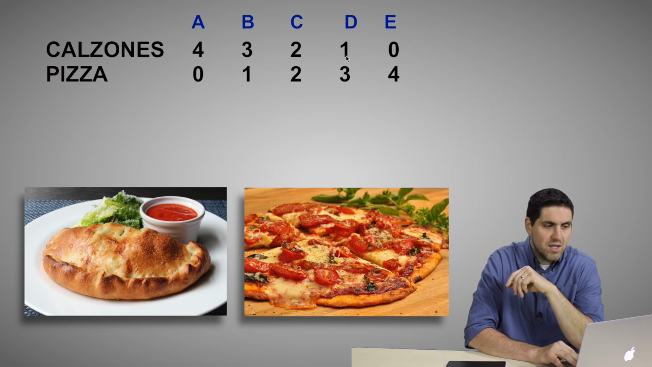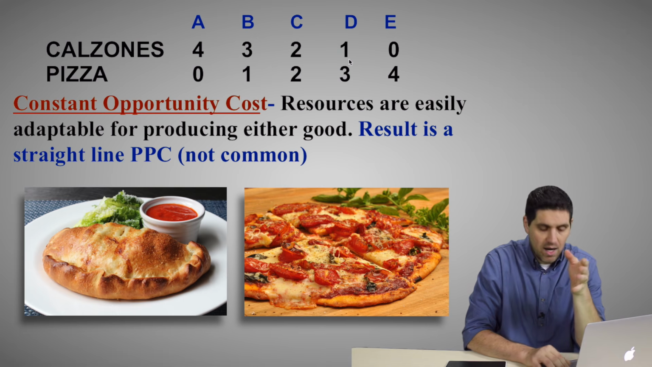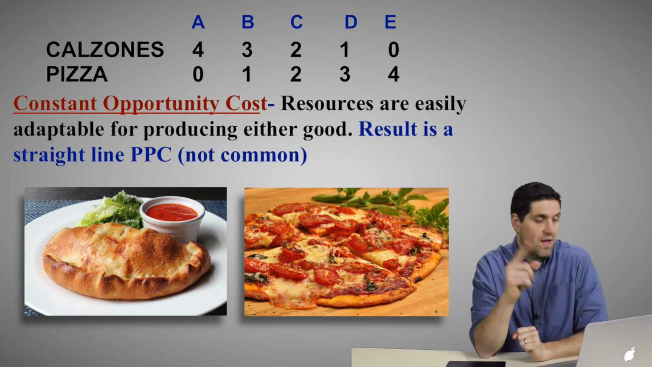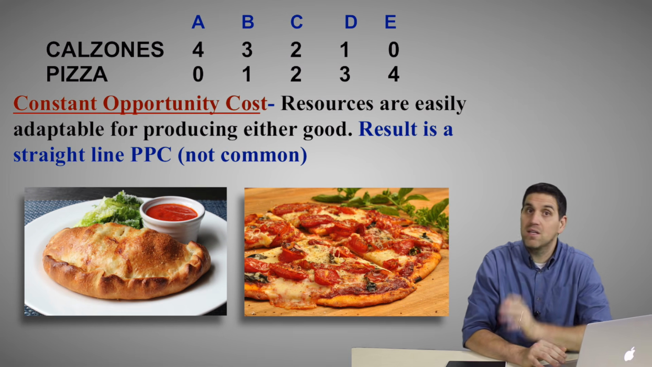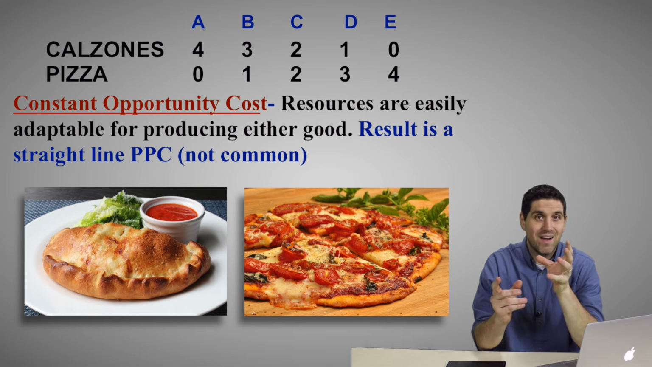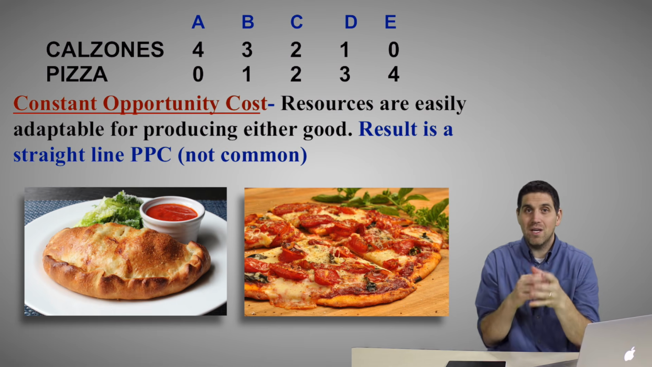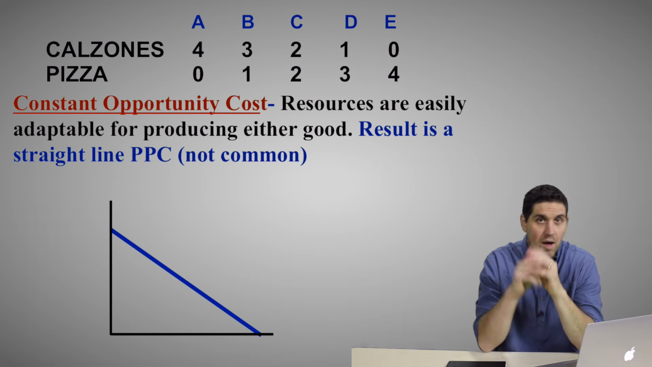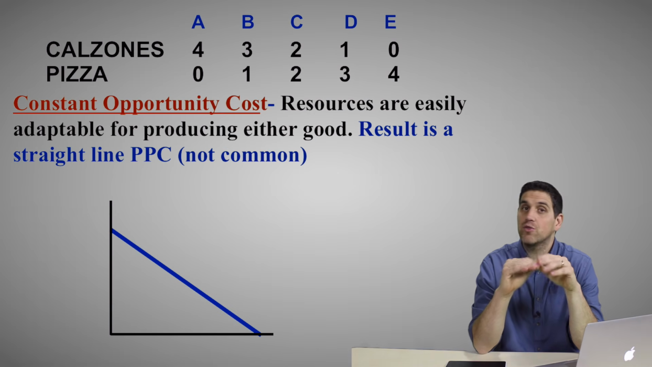When you produce another pizza, you lose 1 more calzone. Now the opportunity cost here is constant, because every single time you produce a pizza, you lose 1 calzone. That's called constant opportunity cost, and it shows you that resources between the two products are very similar. You can use resources for pizza, the same resources for producing the calzones. Now it's going to result in a production possibilities curve that's a straight line.